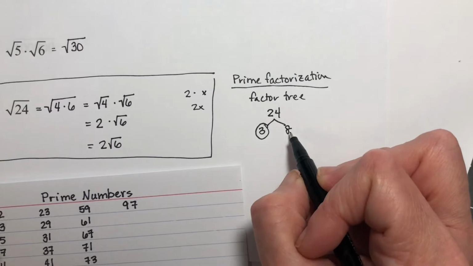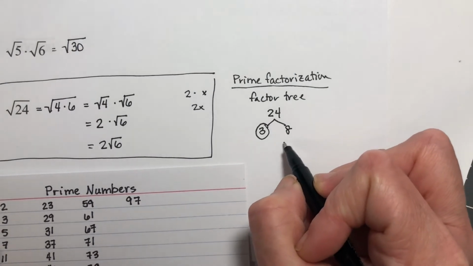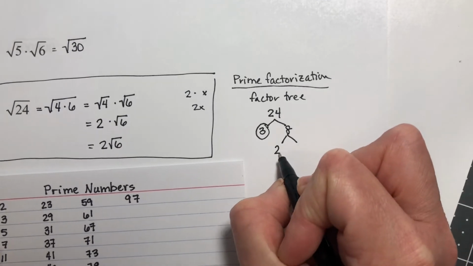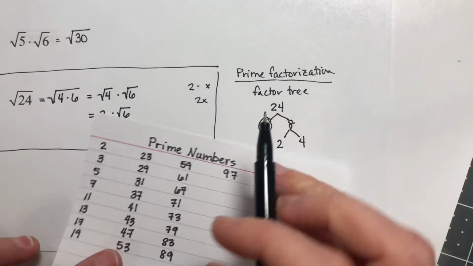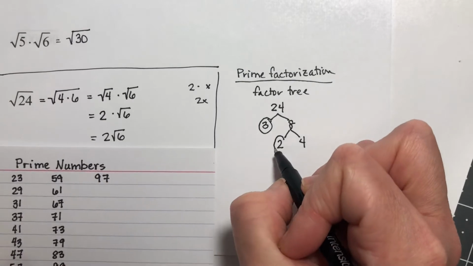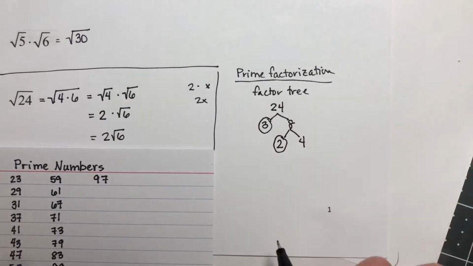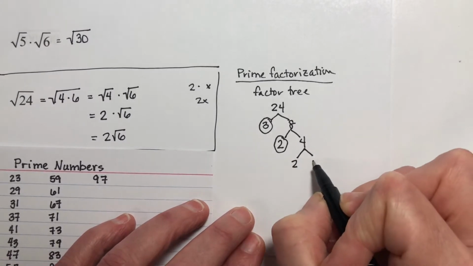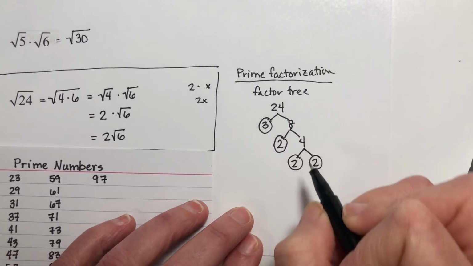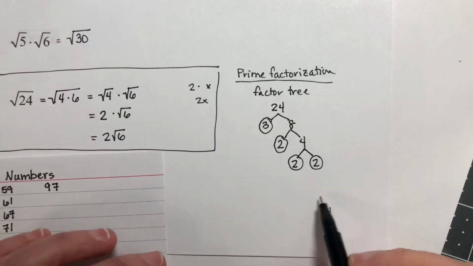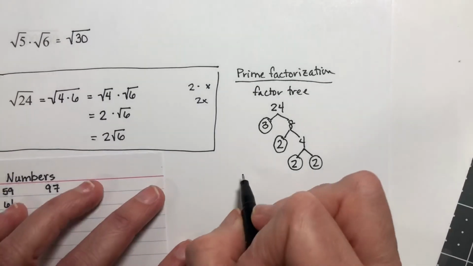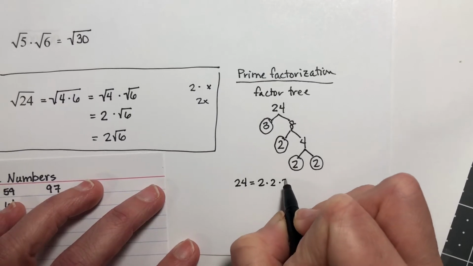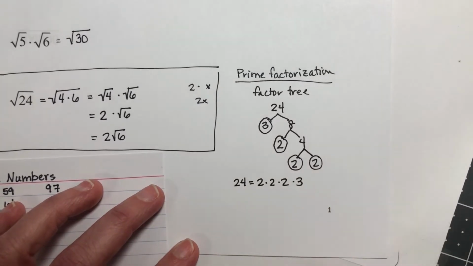Okay? Now we repeat. 8 is not a prime. I want to think of 2 things that multiply to 8, and I don't want to use 1 and 8. So that gives us 2 and 4. 2 is a prime number. It's a dead end. 4 is not prime. It can be split up into 2s as well. Eventually, you will end up with all prime numbers. Everything will come to a dead end. That means 24 can be written as 2 times 2 times 2 times 3.